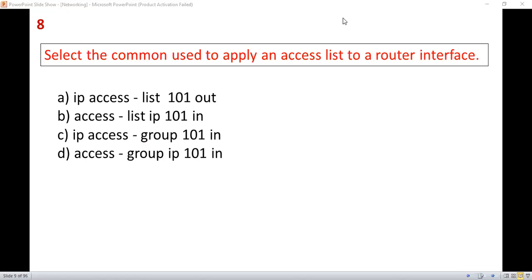So here we need to apply the command for a router interface. For this question, the answer will be ip access-group 101 in. If we want to apply the access list to the router interface, then we can apply this command. The answer for this question will be C.